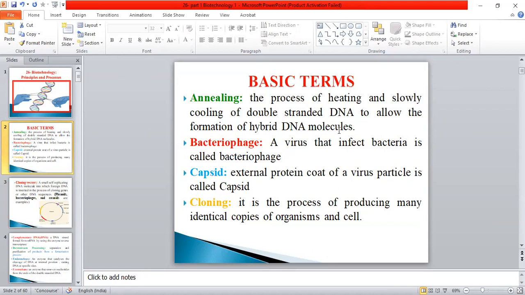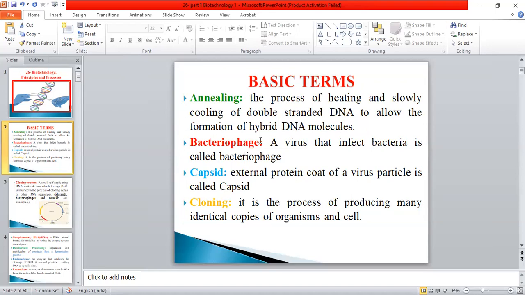Do you know a little bit what is meant by hybrid? Hybrid is nothing but two different genes united and forming a single gene. That is called a hybrid, isn't it? That we may produce with the help of the annealing process. Okay.